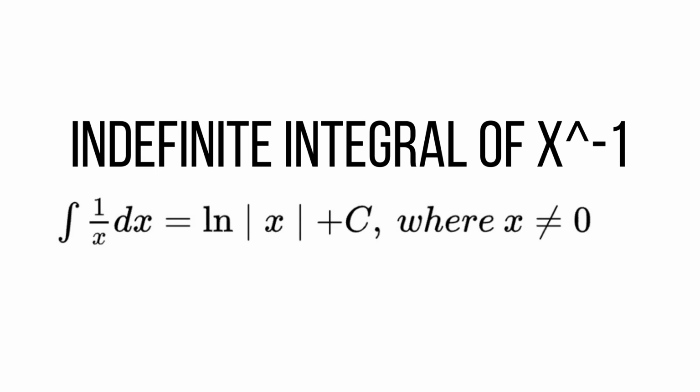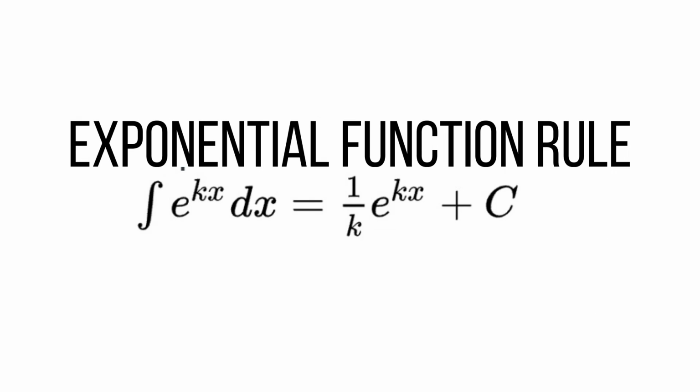Our second to the last is the indefinite integral of a function x raised to negative 1, or simply 1 over x. So how did that happen? We just reciprocate the x to eliminate the negative exponent. So let's go back to its formula. The antiderivative of 1 over x dx equals ln absolute value of x plus c, wherein x should not be equal to 0. Then the last one is the exponential function with the formula of the antiderivative of e raised to kx dx equals 1 over k e raised to kx plus c.